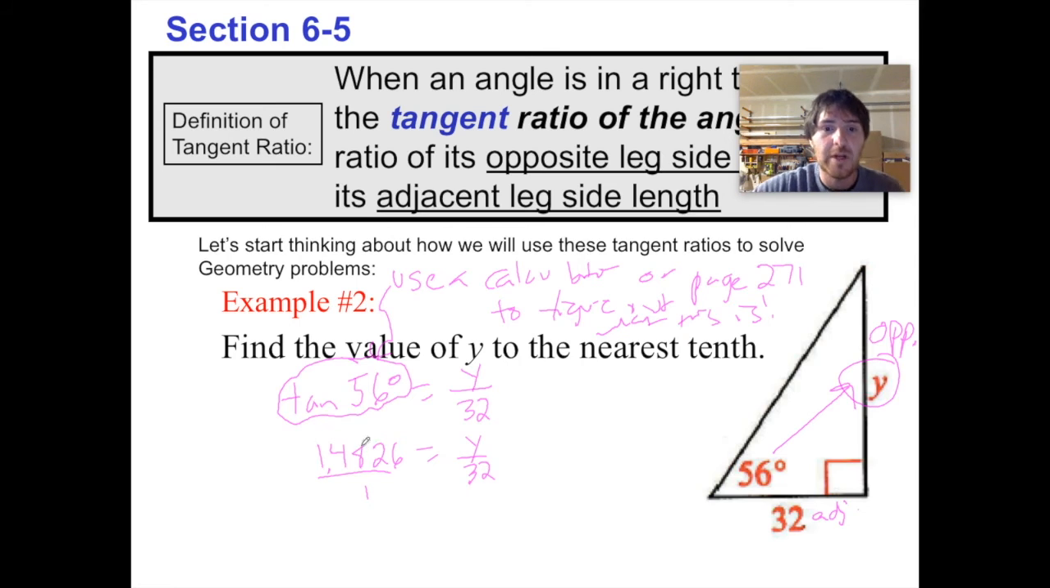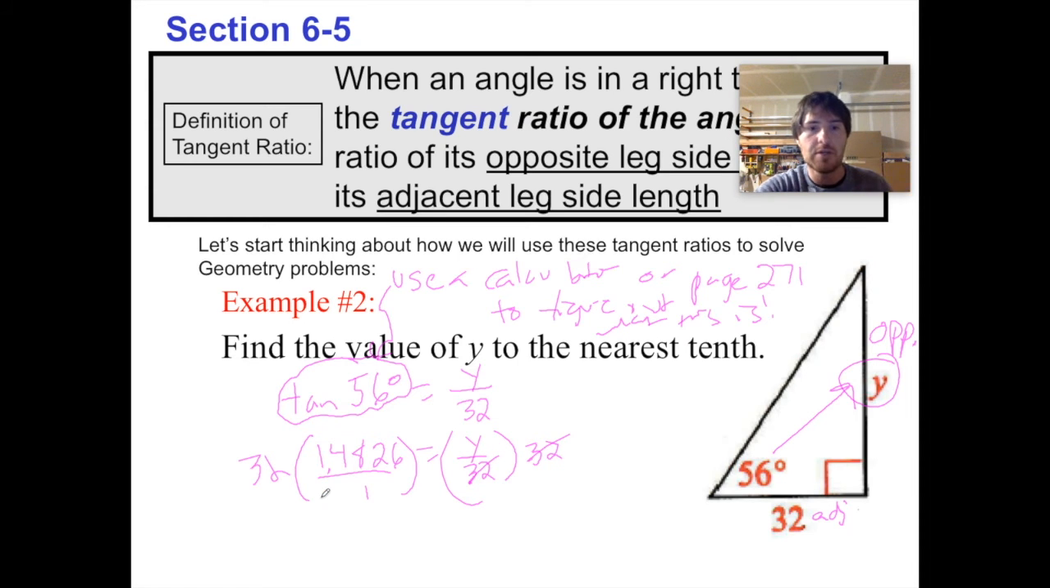We have them stored for you here, okay? So this is over 1. What I could do here is cross multiply to get this, or I could just multiply both sides by 32. If I multiply this side by 32 and that side by 32, I'll have y isolated, because that's going to cancel out the dividing by 32.